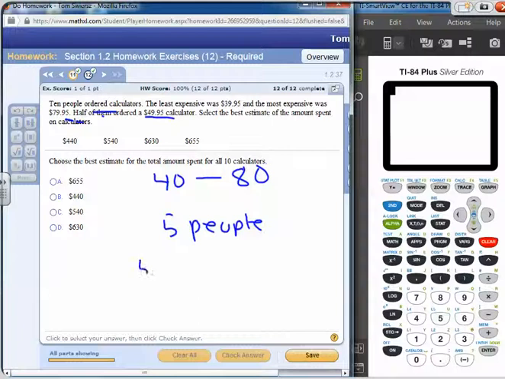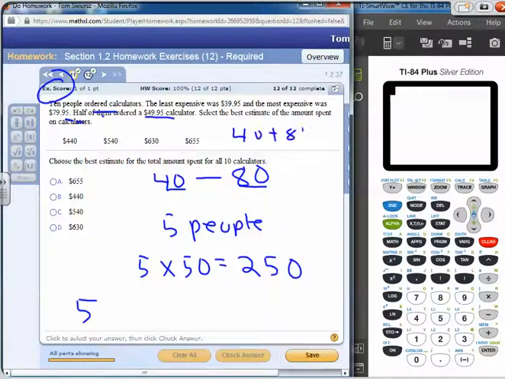Okay, so 5 bought one for $49.95, round off to 50. So 5 people spent $250. So far we know a real good estimate is $250 for the first 5. There are 10 people altogether, so 5 people are left. What we'll do is, since the least expensive was 40 and the most expensive was 80, we'll take the average. So 40 plus 80 is 120, divided by 2 is 60. So we'll say the other 5 bought calculators at an average price between 40 and 80, which is 60.